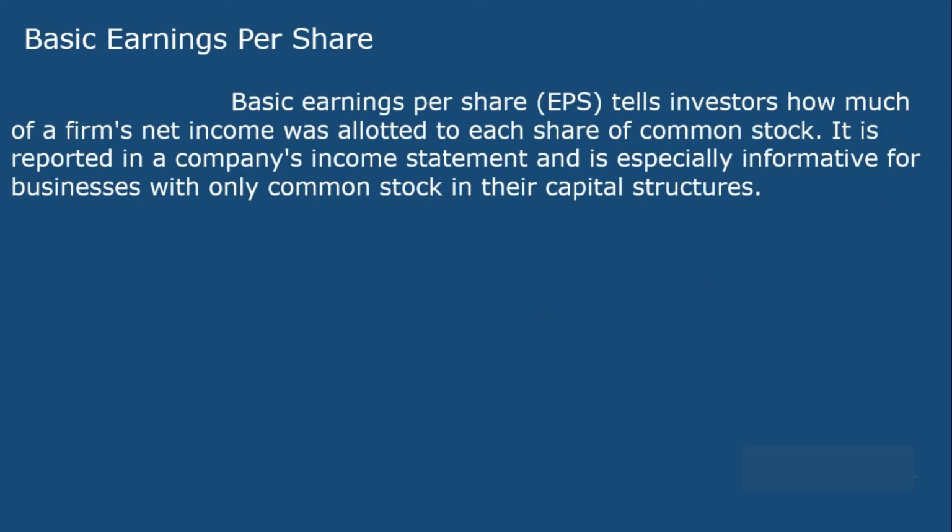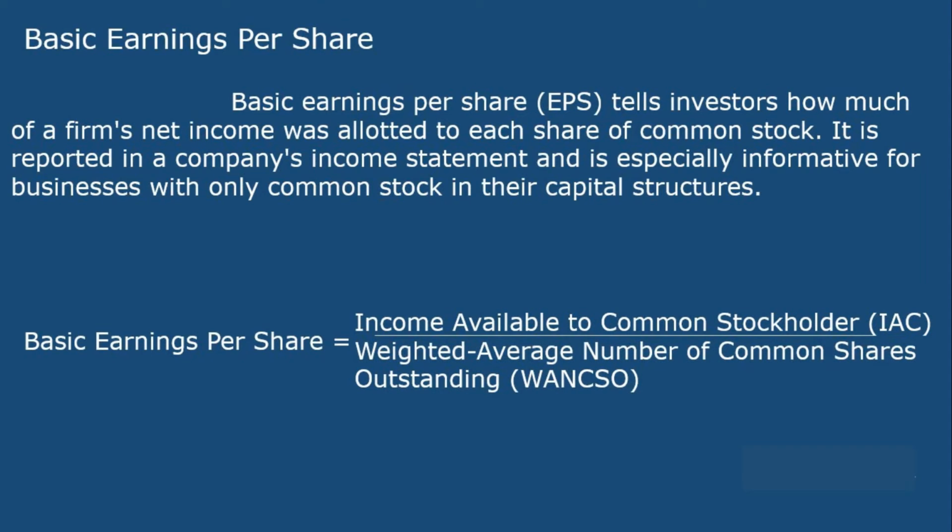Basic earnings per share tells investors how much of a firm's net income was allotted to each share of common stock. It is reported in a company's income statement and is especially informative for businesses with only common stock in their capital structures. The calculation of basic earnings per share is dividing income available to common stockholders by the weighted average number of common shares outstanding.